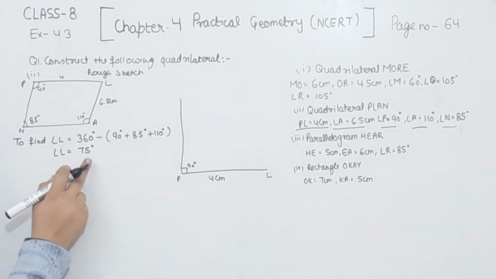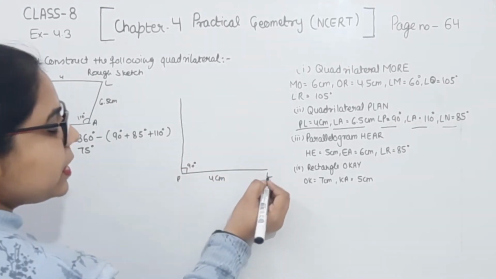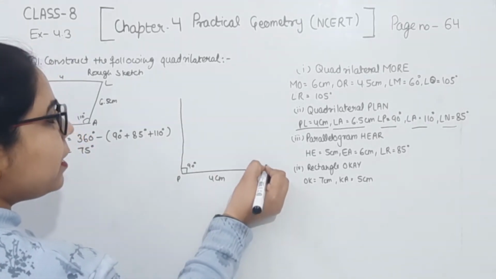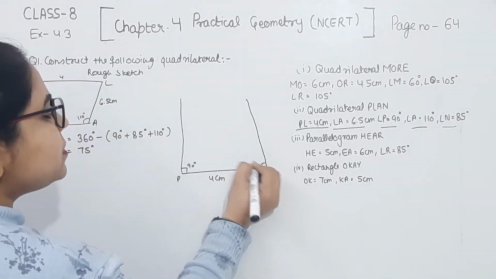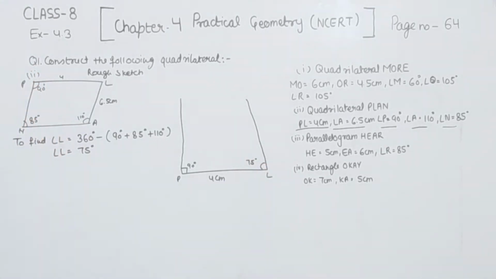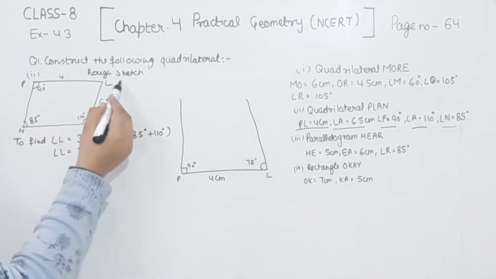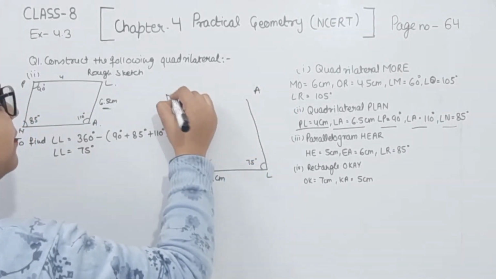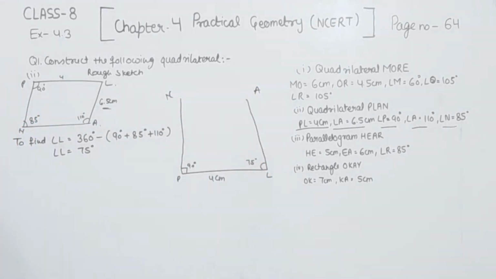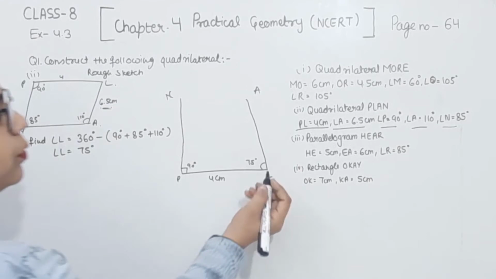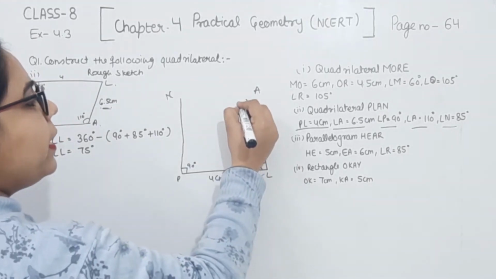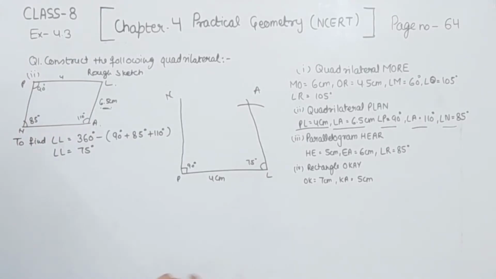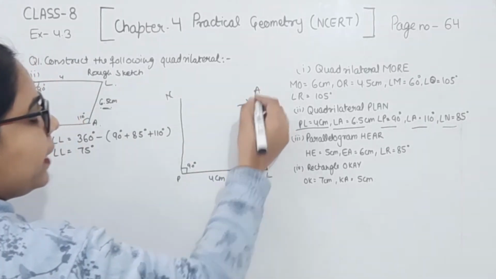Now we have to draw the angle L equal to 75 degrees. So we are going to construct at center L the angle of 75 degrees. Now this one is the 75 degrees. Now we have PL equal to 4 and LA equal to 6.5 centimeters. So the point A will be somewhere here, and this will be PLAN. Now we are going to take 6.5 centimeters on the compass and, with L as the center, draw an arc on the line segment LA. So this will be the point A.